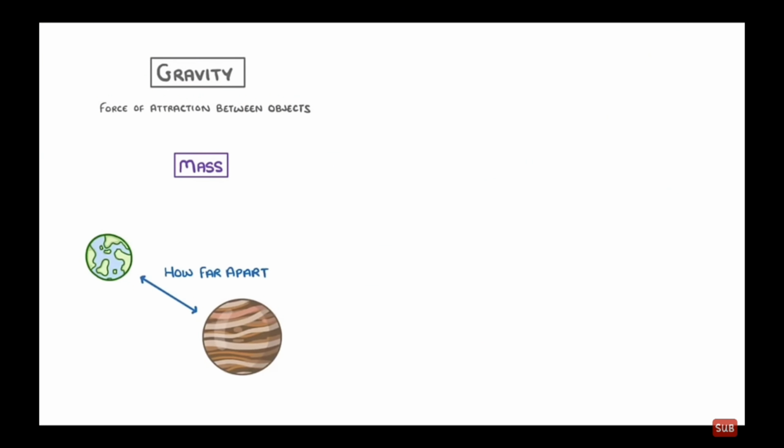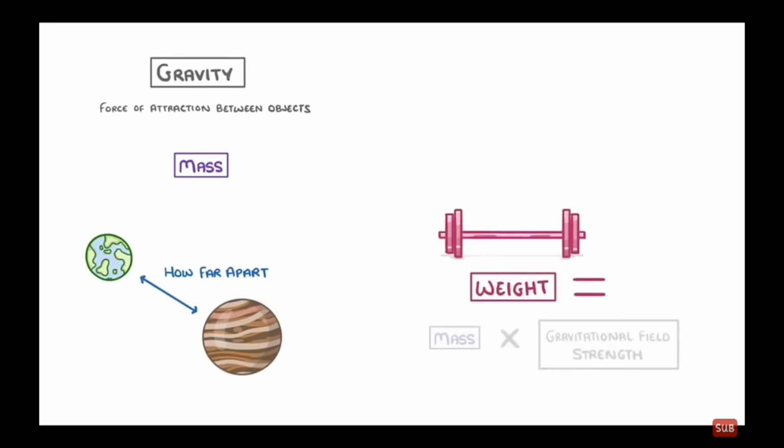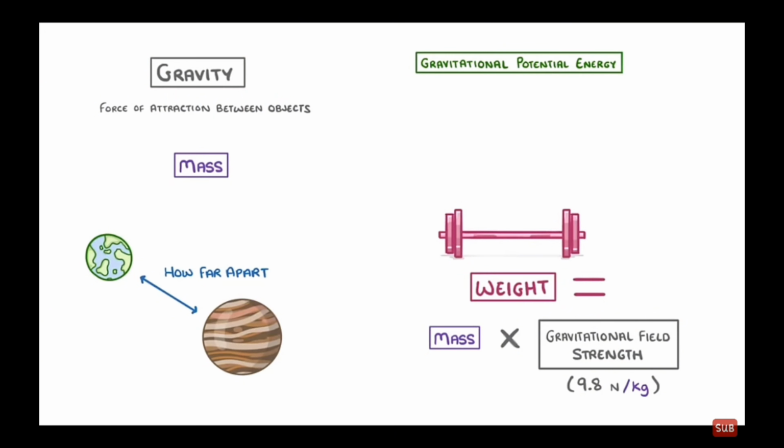Now, to very quickly recap, the key takeaways from this video are that gravity is a force of attraction between objects, with the size of that force depending on the mass of those objects and how far apart they are. That weight is equal to mass times gravitational field strength, which is 9.8 newtons per kilo here on Earth. And finally, that gravitational potential energy is denoted by Ep and equals mass times gravitational field strength times height.